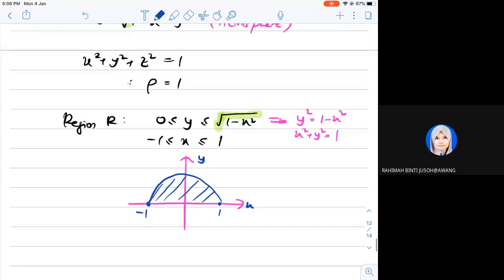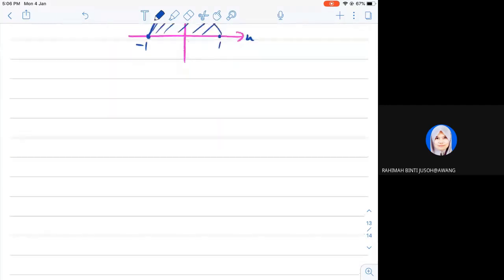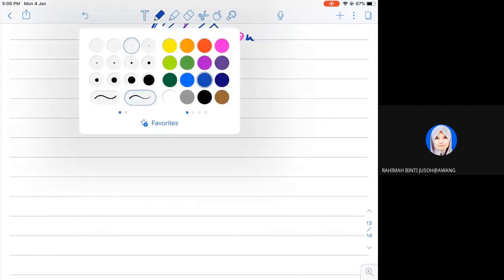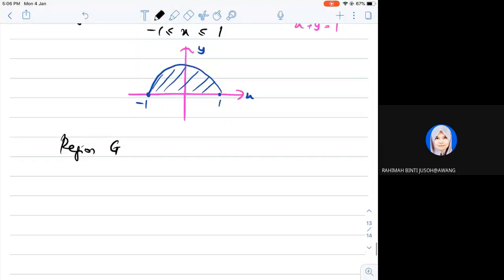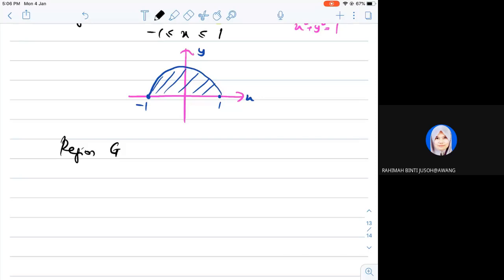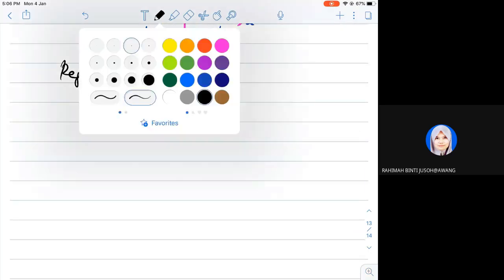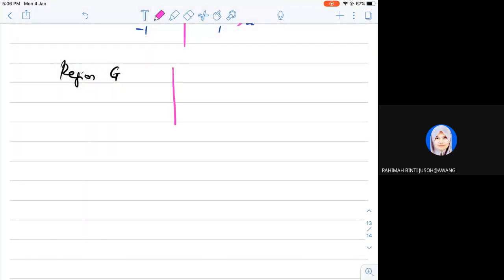Okay, so jom kita start sketch kita punya region G yang complete. Okay, region G. Kenapa saya buat macam ni? So that kita akan dapat range yang betul bila kita lukis region G nanti. Sebab not necessarily we will have a semicircle. Sekejap, saya tunjuk nanti kenapa macam tu eh.